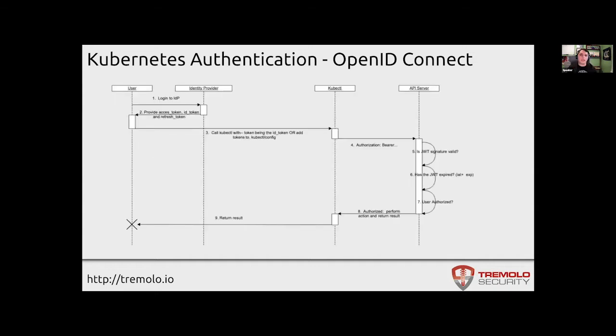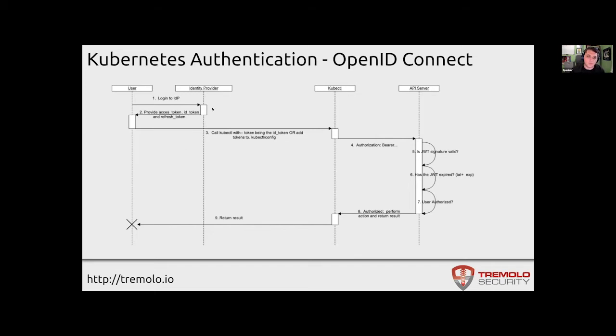So let's look at how OpenID Connect works. This diagram is taken right off of the Kubernetes Authentication website, and we'll be going through this process. If you have a hard time visualizing the diagram, totally understand.